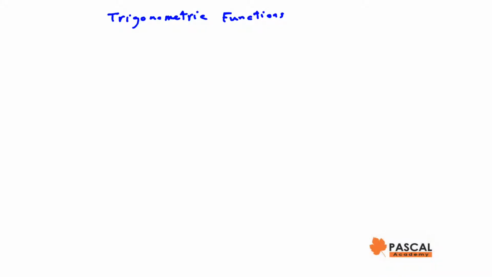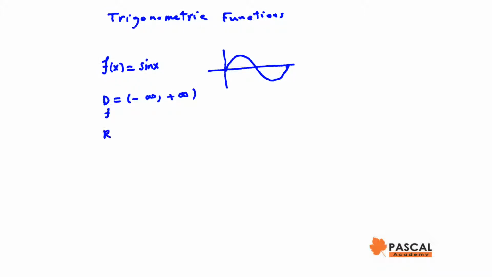In this lesson, we are going to review trigonometric functions. F of x equals sine of x is a periodic function with the period of 2 pi. Its domain is all real numbers, and the range of this function is the closed interval -1 and 1.